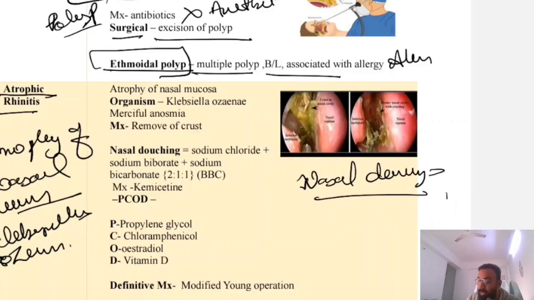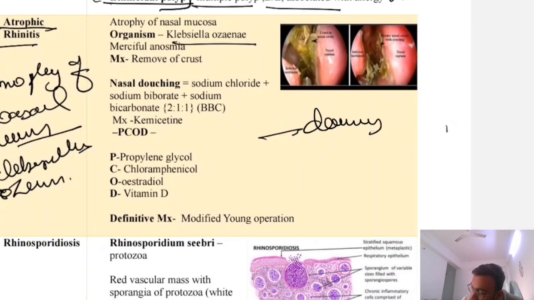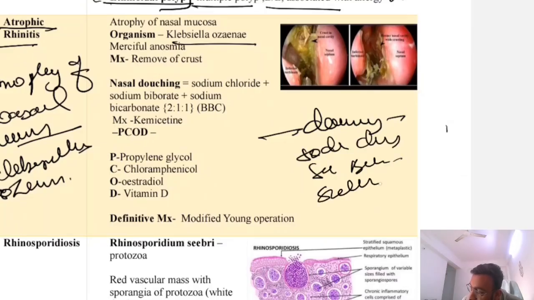Are you getting the point? This is the infection which is caused by Klebsiella ozaenae, and the patient will present with merciful anosmia. And how will you treat this patient? By doing the nasal douching. It contains sodium chloride, sodium biborate, and sodium bicarbonate in the ratio 2:1:1.